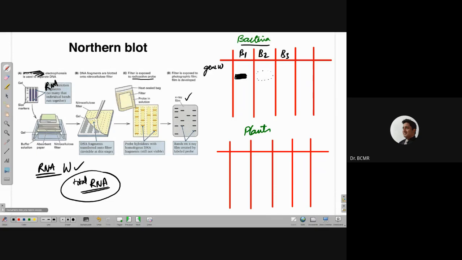I'll repeat the statement. Bacterial sample B1 has gene W. I'm talking about the gene. And B2 does not have gene W. What can you tell looking at this? In one case, you see a very nice band. In another case, you do not see a band. So what would that mean?